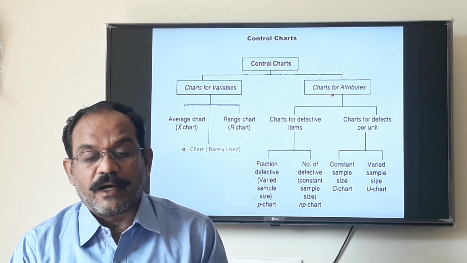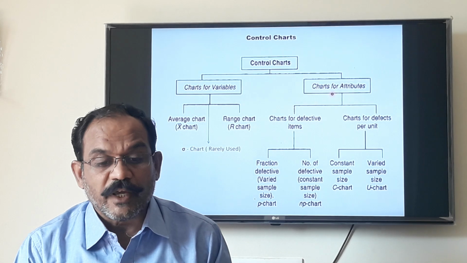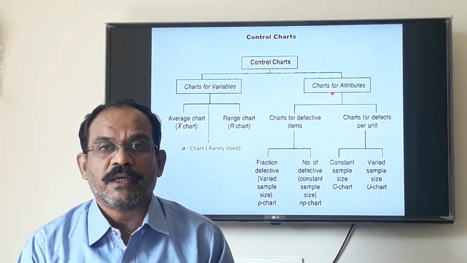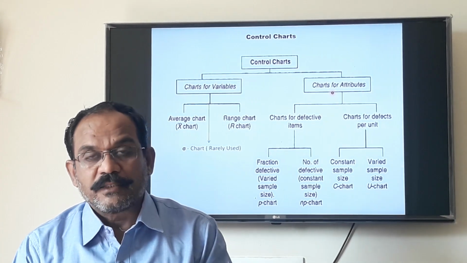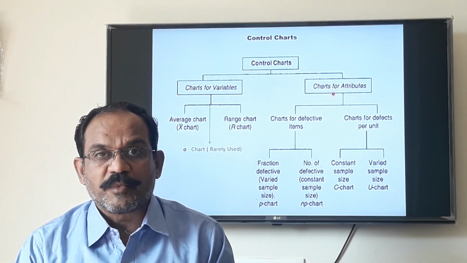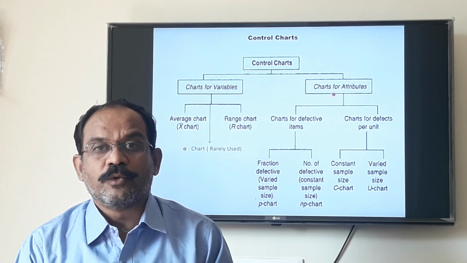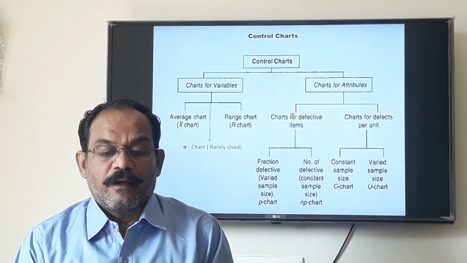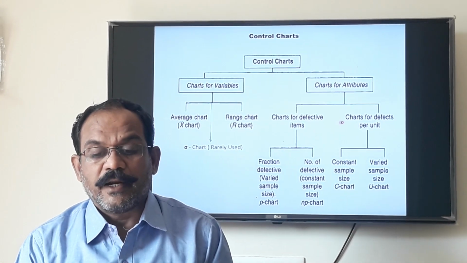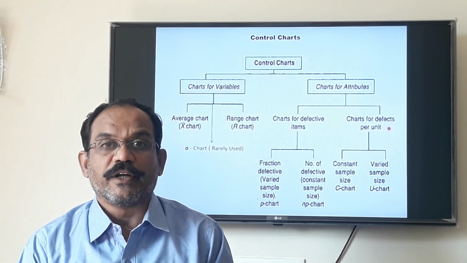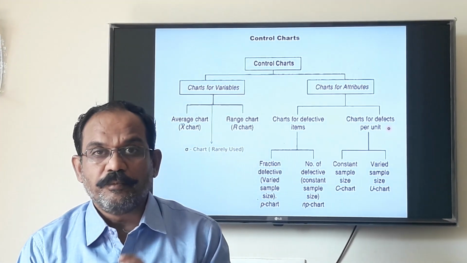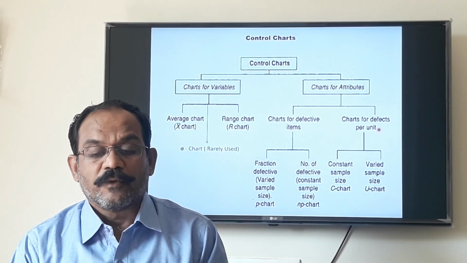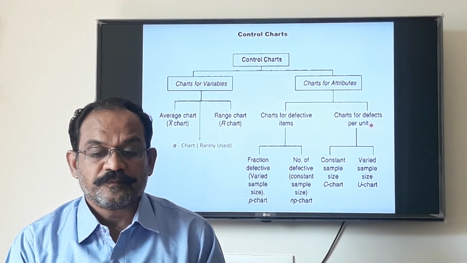Now for attribute data, we know the difference between variable data and attribute data. Variable data is in the form of millimeters, inches, and it is the exact value, whereas the attribute data is just acceptance or rejection, defects, defective, accepted or rejected. So for charts for attributes, there are charts for defectives and charts for defects per unit. If the unit is bigger, then we need to find out how many defects are there in a unit. For that purpose also the charts are different.